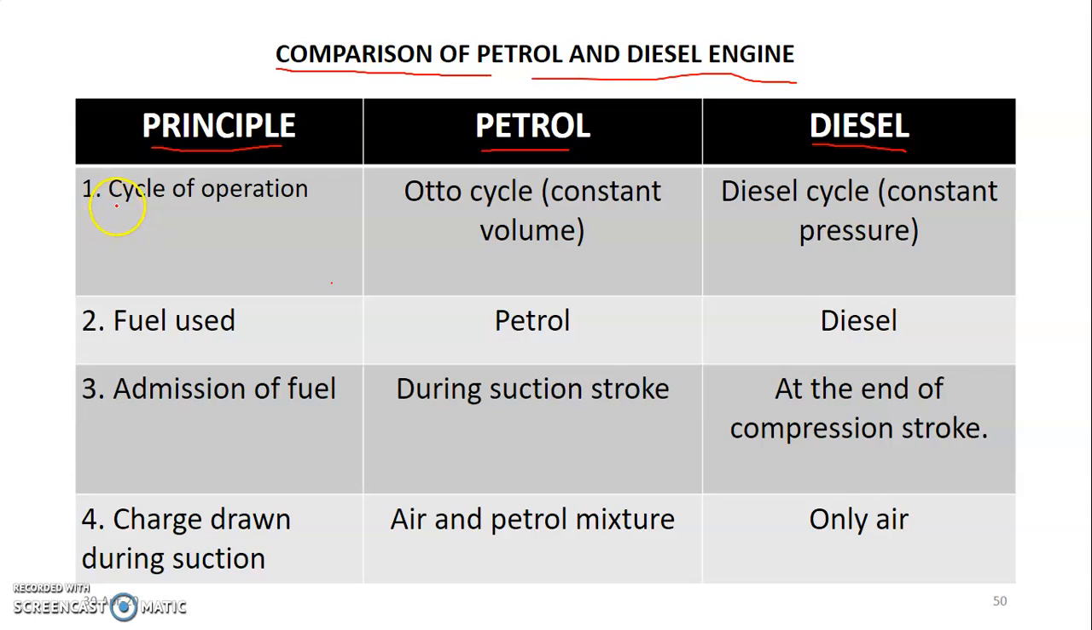So the first one is the cycle of operation. What is the thermodynamic cycle used in the engine? The petrol engine generally uses a constant volume cycle. It's also called the Otto cycle. But the diesel engine uses a constant pressure cycle, and it is also called the diesel cycle. This is one difference.